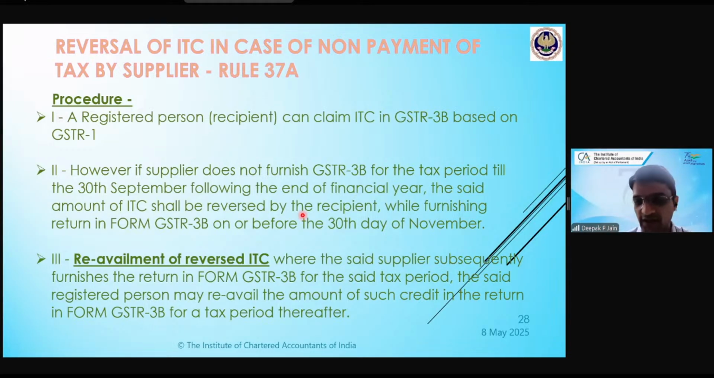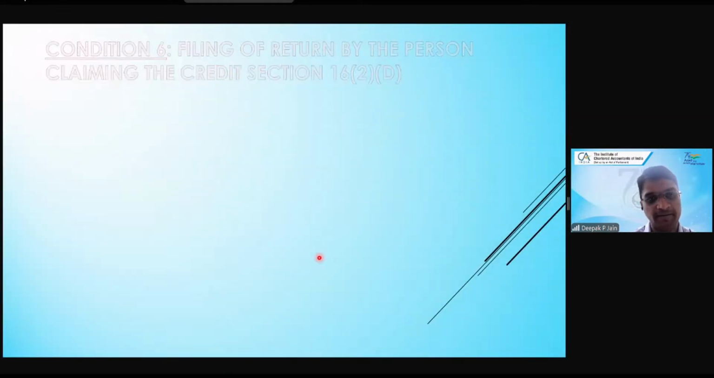If he has not filed the returns, then you reverse your credit. Because the supplier has not filed the returns, how can the government give you the credit? So let him file the returns. If he has not filed, reverse the credit. After you have followed up with the vendor, he has filed the return. The government is saying, okay, fine. Once he has filed it, you can re-avail the credit later.